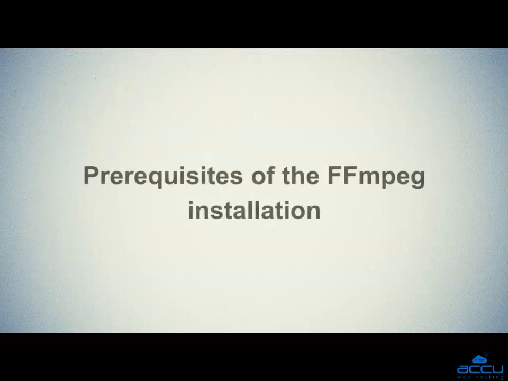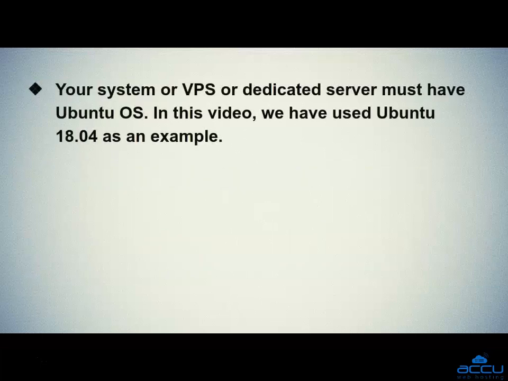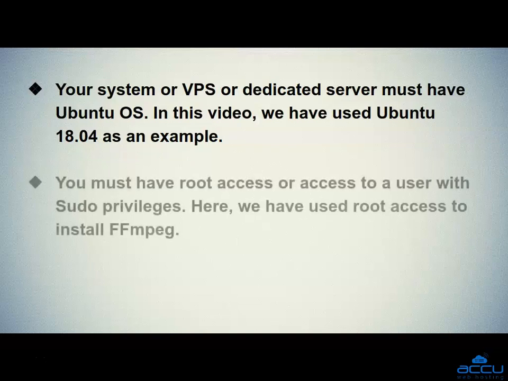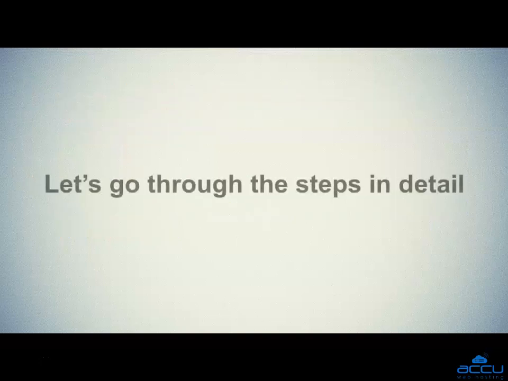First, we will see the prerequisites of the FFmpeg installation. First one is your system or VPS or dedicated server must have Ubuntu OS. In this video, we have used Ubuntu 18.04 as an example. Second one is you must have root access or access to a user with sudo privileges. Here, we have used root access to install FFmpeg. Let's go through the steps in detail.